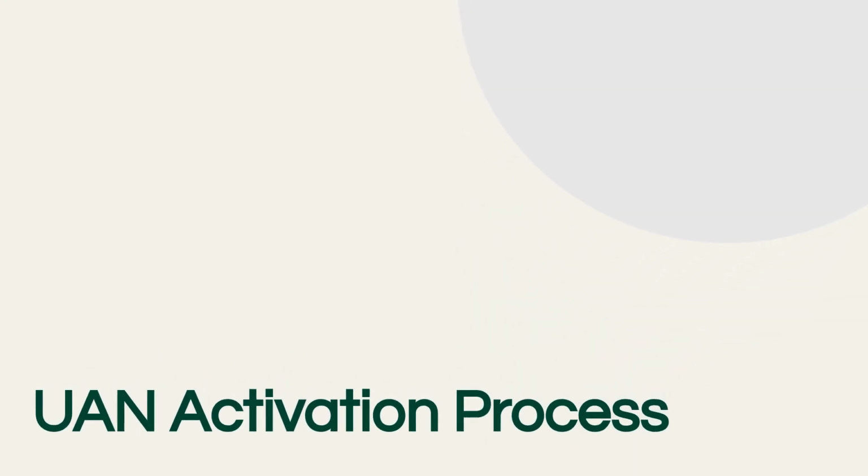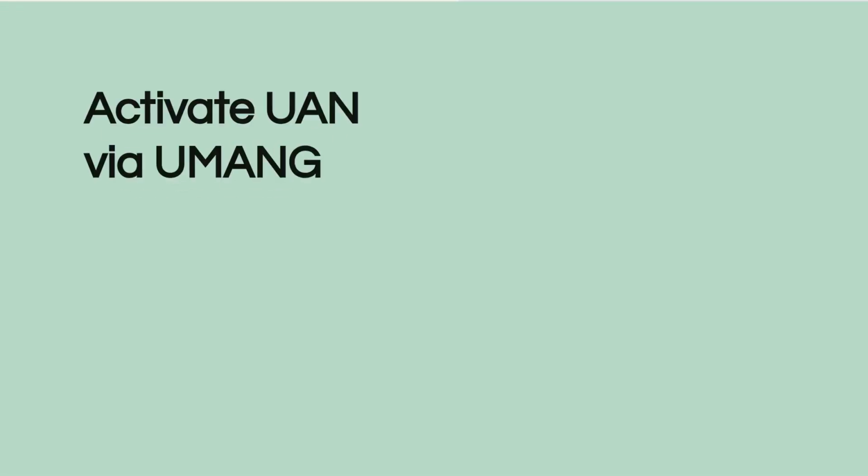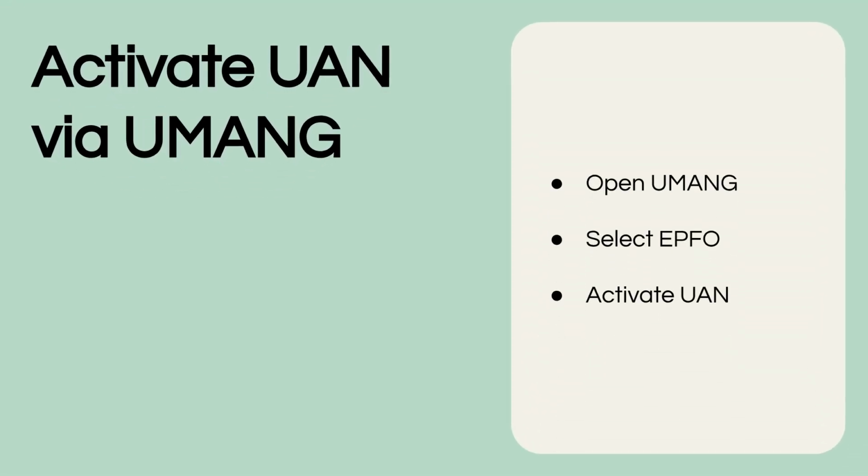Once your UAN is allotted, the next crucial step is activation. Activating your UAN allows you to access various online services provided by the Employees Provident Fund Organization, or EPFO, such as checking your EPF balance, downloading your passbook, and initiating claims. Here's how to activate your UAN using the Umang app.